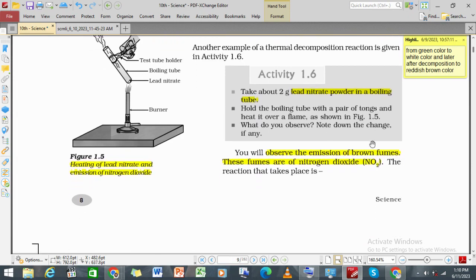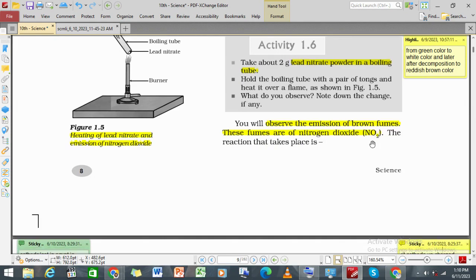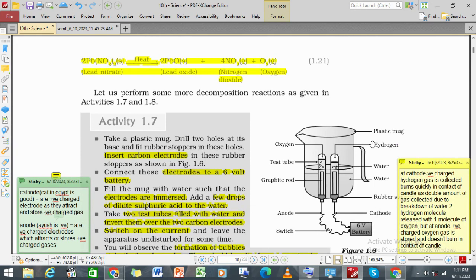Another example: lead nitrate powder in a boiling tube we have taken, and we are heating it with the burner, and we can see that emission of nitrogen dioxide is taking place. It will be brown fumes of nitrogen dioxide, NO2. The formula is Pb(NO3)2. When heated, it will give out PbO, lead oxide, plus NO2, nitrogen dioxide, and oxygen.